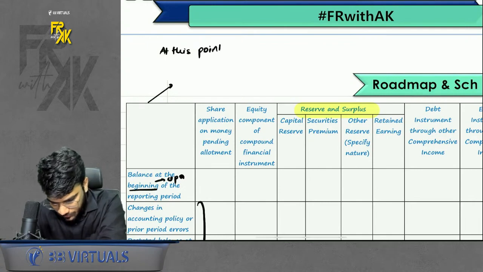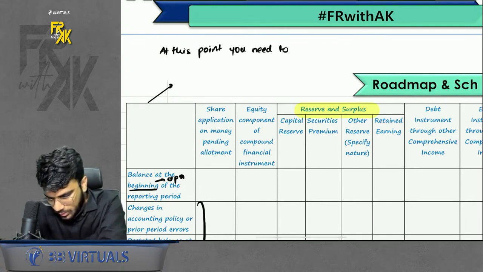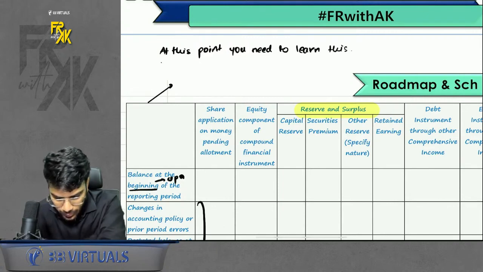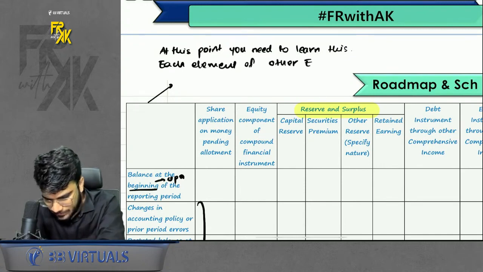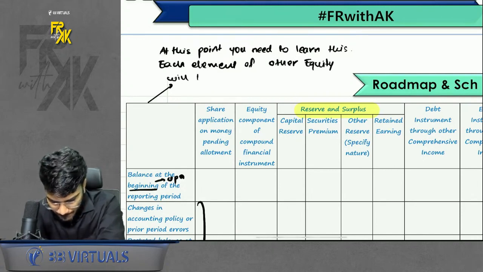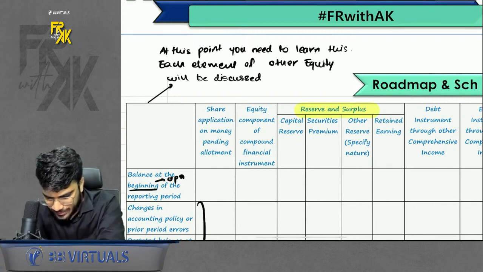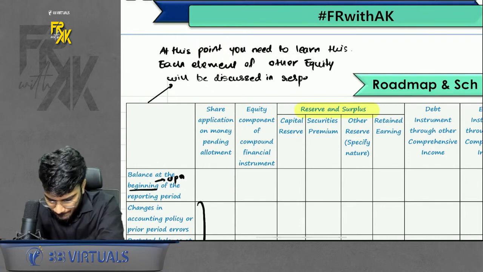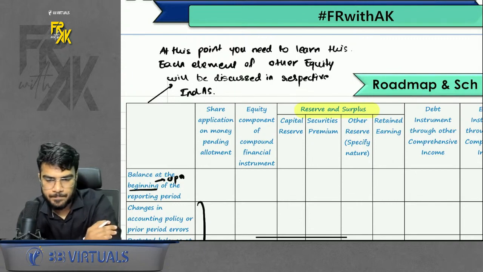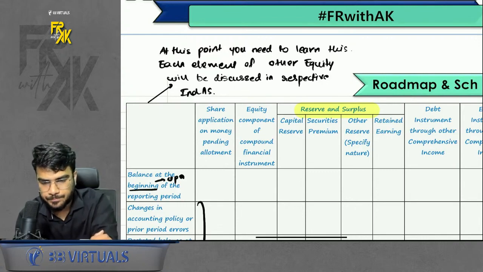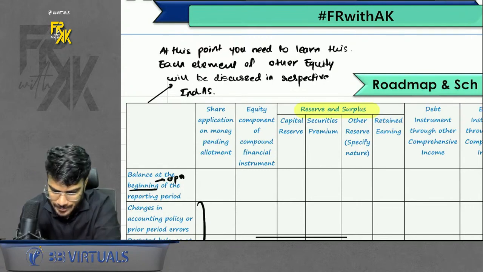At this point, you need not learn this. Each element of other equity will be discussed in respective indices. Is everyone able to understand this point? The answer is yes. Okay, perfect.